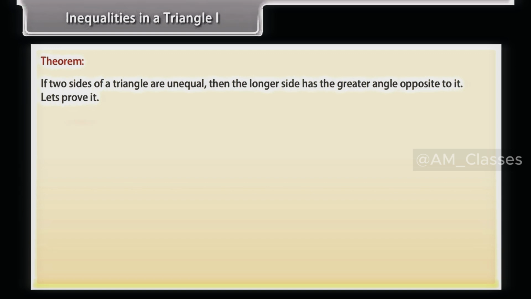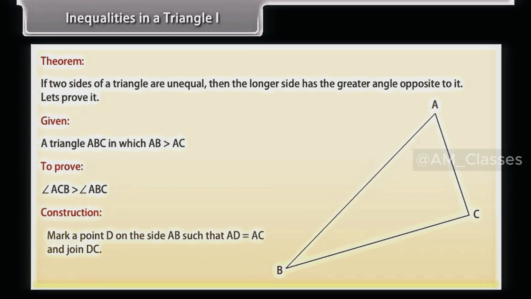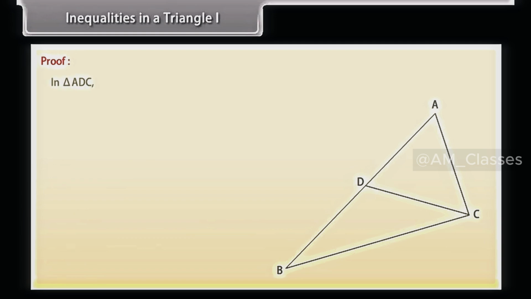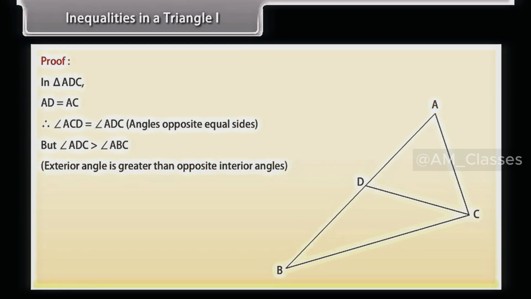Let's prove it. Given is a triangle ABC in which AB is greater than AC. We have to prove that angle ACB is greater than angle ABC. Construction. Mark a point D on the side AB such that AD is equal to AC and join DC. Proof. In triangle ADC, AD is equal to AC. Therefore, angle ACD is equal to angle ADC because angles opposite equal sides of a triangle are equal. But angle ADC is greater than angle ABC because exterior angle is greater than opposite interior angles.